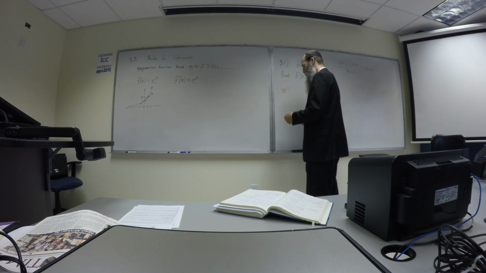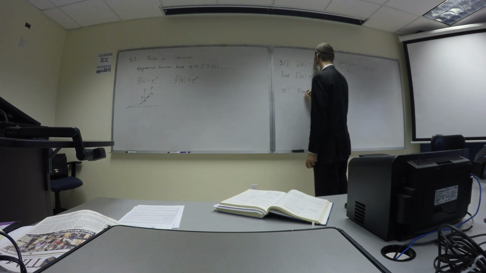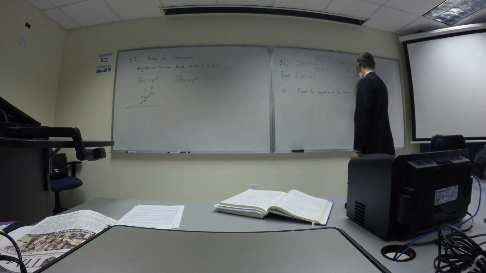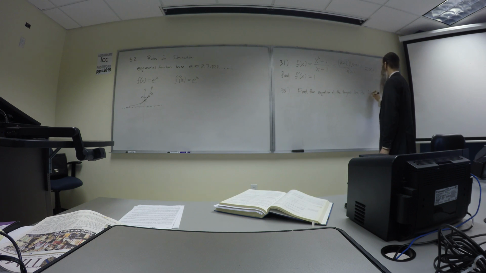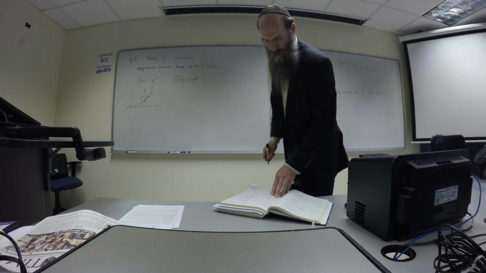Number 35 is the most standard question to be asked in this course. That is, find the equation of the tangent line. So that goes beyond the slope itself. We find the entire equation of the tangent line to f of x at x equals a.